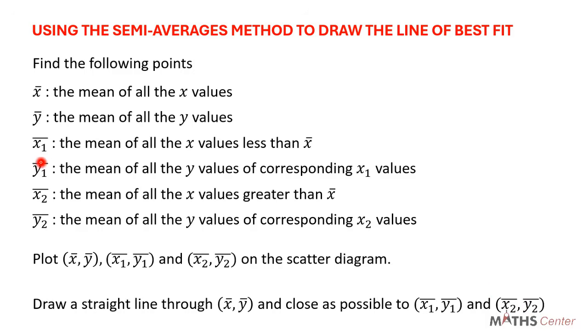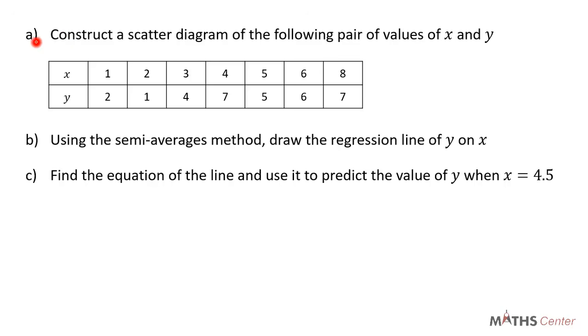You will learn how to find the x1 mean, y1 mean, x2 mean, and y2 mean. We already know how to find the x mean and y mean. Let's look at the first question. A. Construct a scatter diagram of the following pairs of values of x and y. So in the table, we have our x values here, we have our y values here. B. Using the semi-averages method.